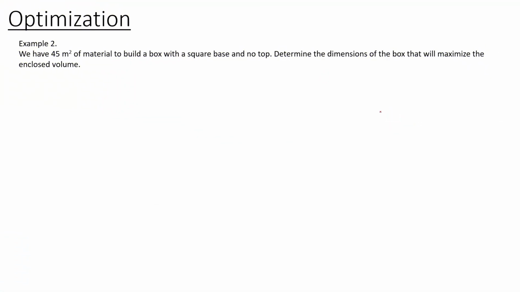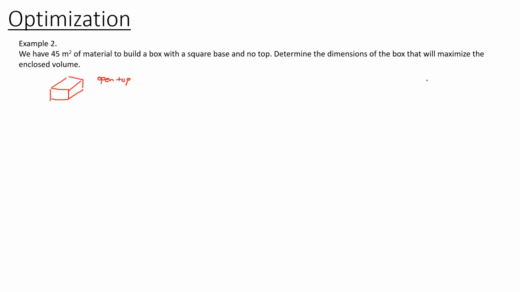Okay, let's look at one more. Example 2. We have 45 meters squared of materials to build a box with a square base and no top. Determine the dimensions of the box that will maximize the enclosed volume. So once again, we have a box in this case. Just keep in mind, open top. So in other words, there is no top.